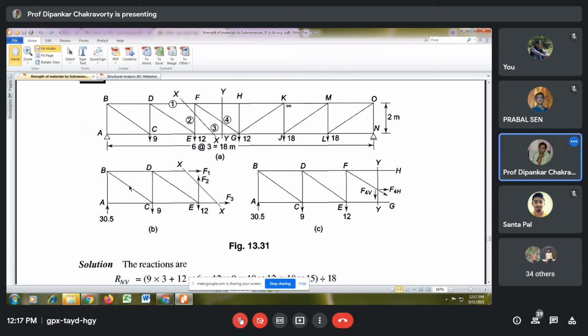Whenever you want to solve a particular member, see where the other two members meet. If you want to solve F1, you see where F2 and F3 meet. If you want to solve F3, you see where F1 and F2 meet. Although the approach that you have told is equally correct. And if you want to solve F2, then what will you do? Tell me.